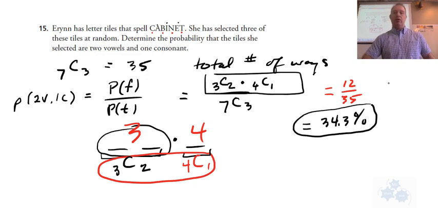All right. So that's number 15. So remember when we're talking about probability, it's favorable outcomes divided by total outcomes. And then within that, you have to figure out how we figure out our favorable outcomes and so on. Okay?